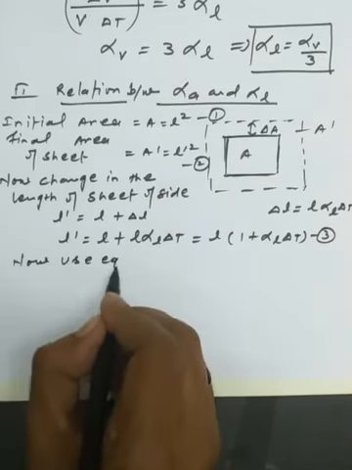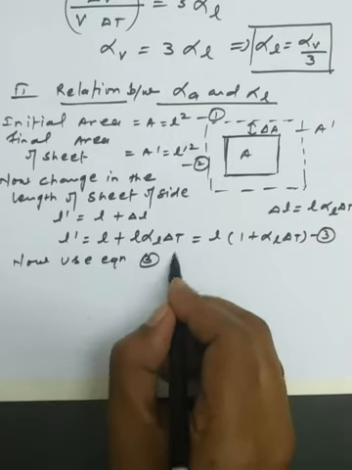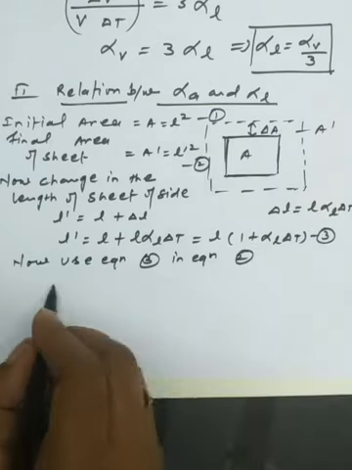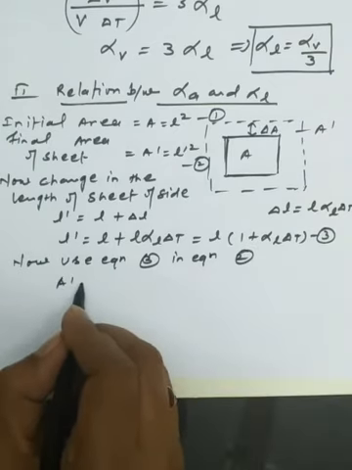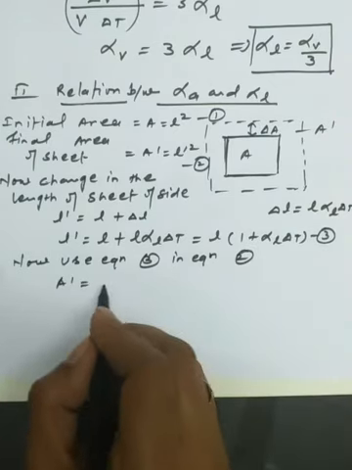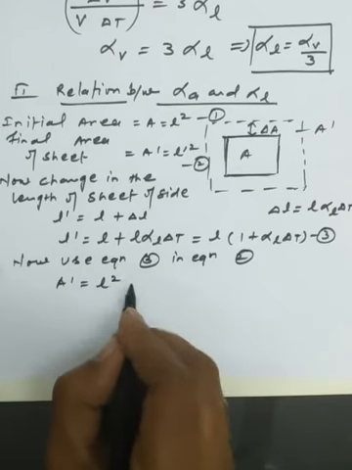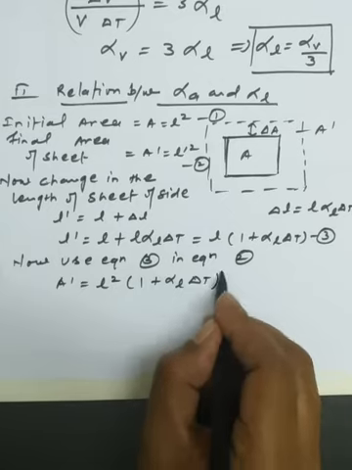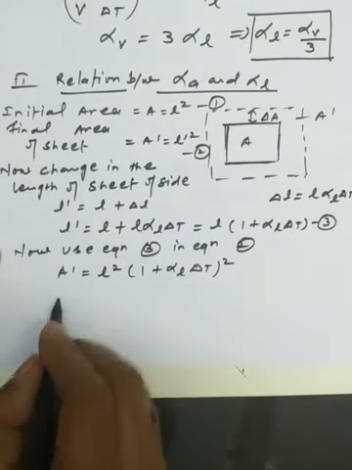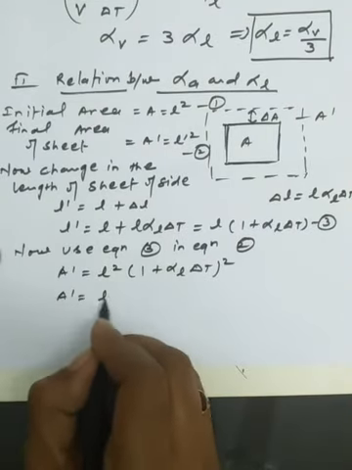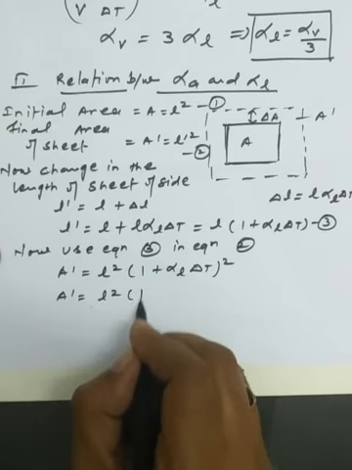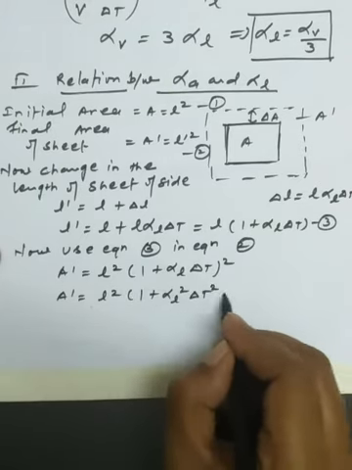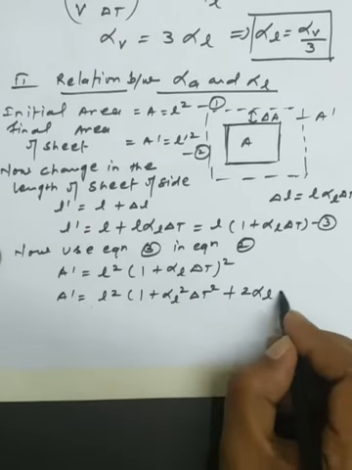Okay, now use equation 3 in equation number 2. So A dash is equal to L dash square, and L dash is L times (1 plus alpha L delta T), the whole square. So A dash is L square times (1 plus alpha L square delta T square plus 2 alpha L delta T).